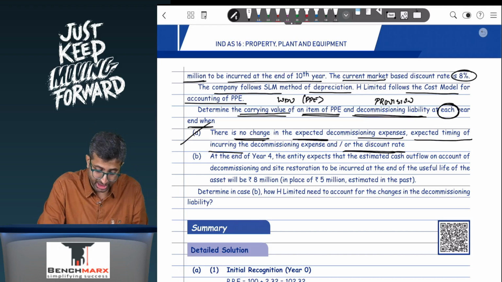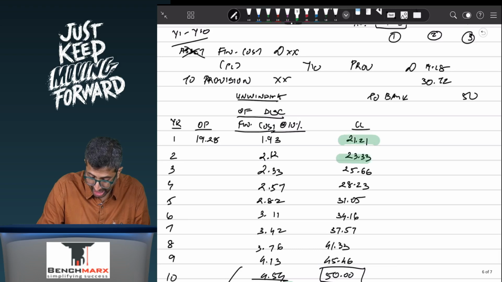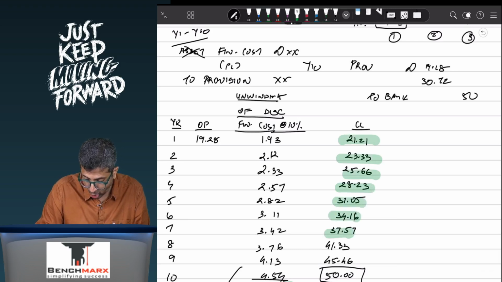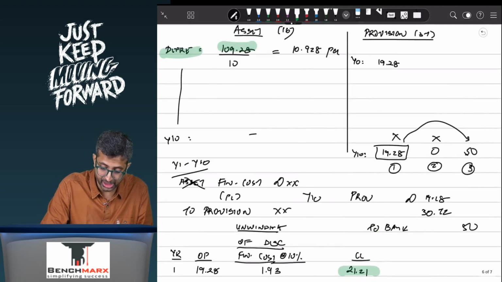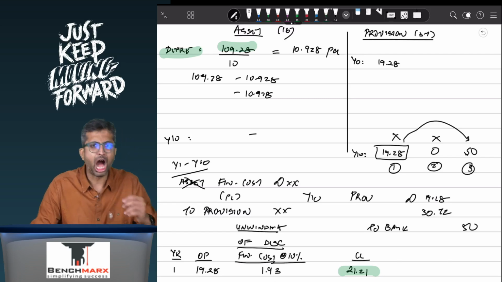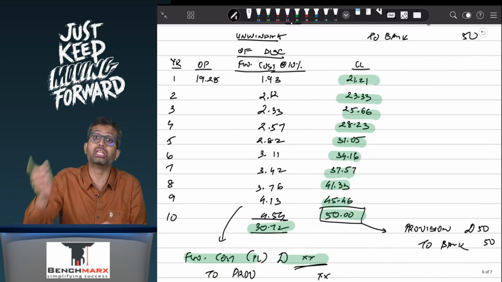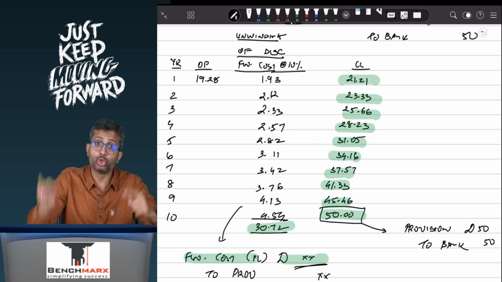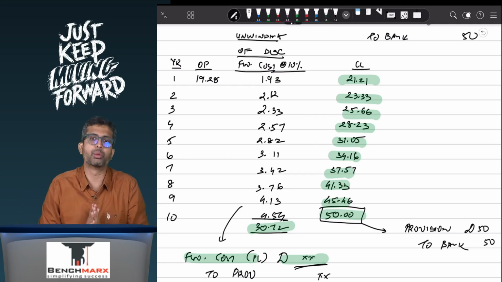So sir, what are they asking me? Sir, they are asking me to find something like this. At each year end, what will be the value of the provision? Apart from that, they are also asking me to find the PP carrying value. Like over here, this would have been 109.28 minus 10.928. Then again second year minus 10.928. Are we understanding it? There is nothing new over here, but you will get a very good understanding if you kind of do this over the life. You will do the present valuation on your own. Don't refer the solution. Find the carrying value, find the provision balance.